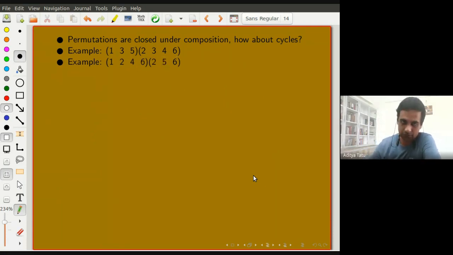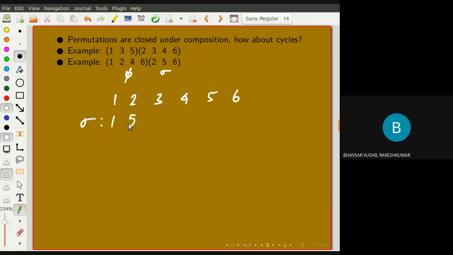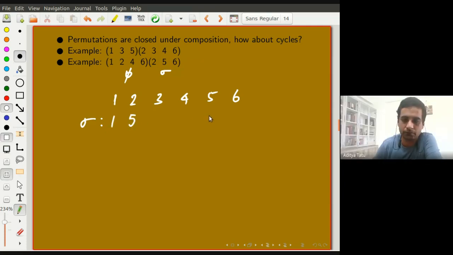Let's look at an example. Let's say this is sigma, this is pi. Quickly, sigma. 1 goes to 1, itself. 2 goes to 5, 5 goes to 6, 6 goes to 2. 3 and 4 remain as they are.